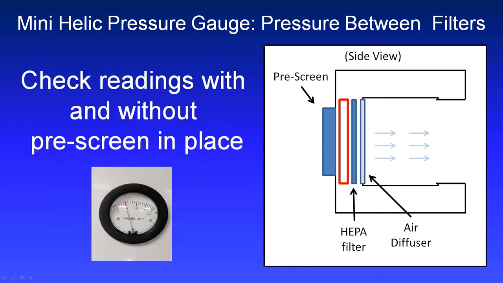But what if it doesn't do either? What if you have just constant readings? Well, that could mean one of 2 things. It could mean that both are fine, the pre-screen and the HEPA filter, or it could mean that both are getting occluded equally. So what we want you to do is actually pull that blue pre-screen out of the way and check the reading with and without that pre-screen in place to check the integrity of those filters.